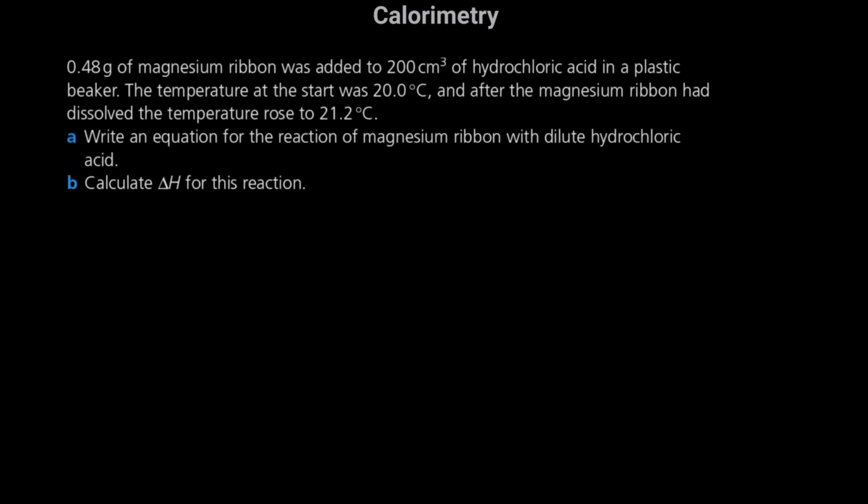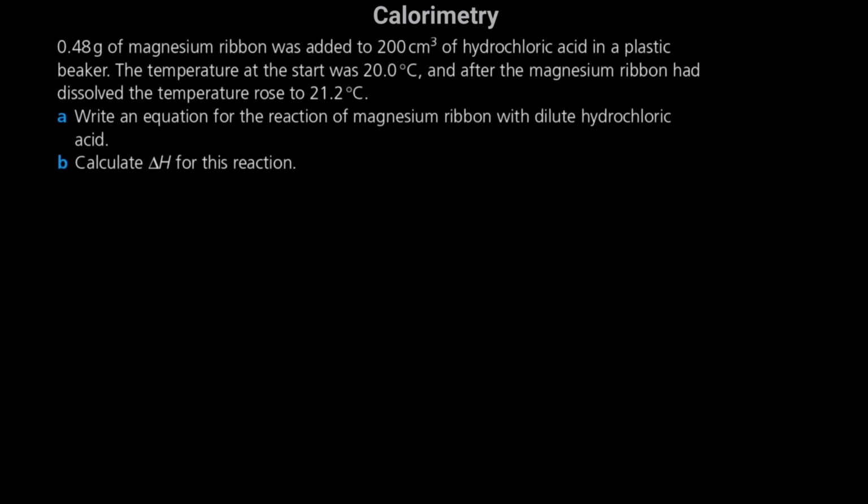So now let's look at the next question. The next question is not neutralization, rather it's a reaction of a metal with an acid. It says that 0.48 grams of magnesium ribbon was added to 200 centimeter cube of hydrochloric acid in a plastic beaker. The temperature at the start was 20 degrees Celsius, and after the magnesium ribbon had dissolved, the temperature rose to 21.2 degrees Celsius. Write an equation for the reaction of magnesium with dilute hydrochloric acid, and then calculate the delta H for this reaction.